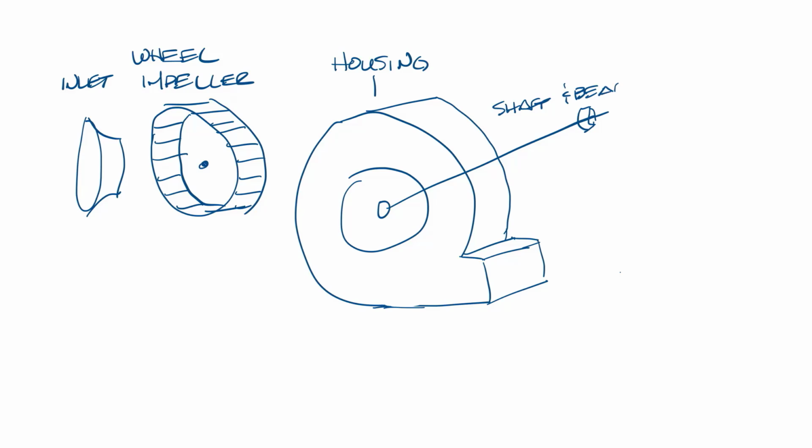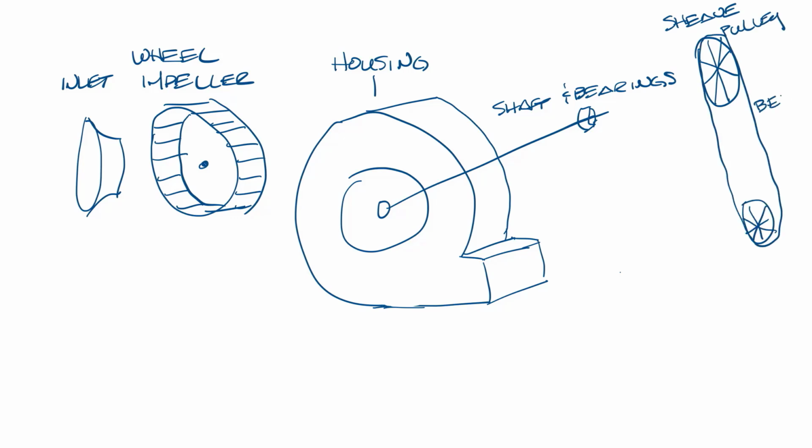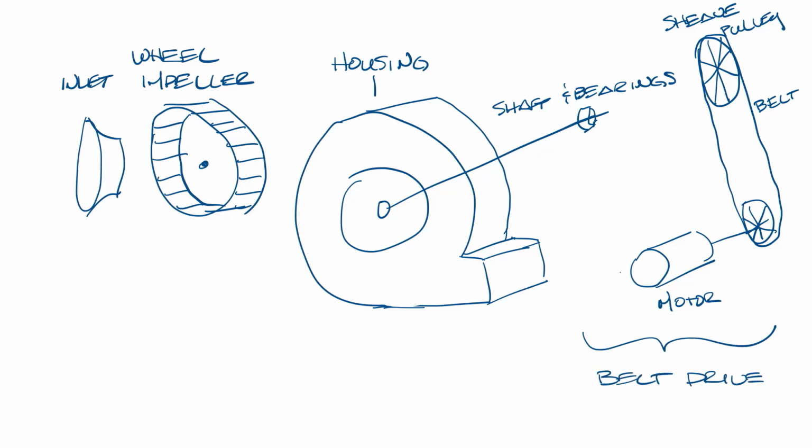If it's a belt drive fan, this will be connected to a sheave or pulley. And then the two pulleys are connected by the belt. And then down here, the shaft of the motor will connect to the lower pulley. And this would be a belt drive fan. In this case, the fan rotates in this direction, which means that the pulley and belt will rotate in this direction and the motor will rotate in this direction.